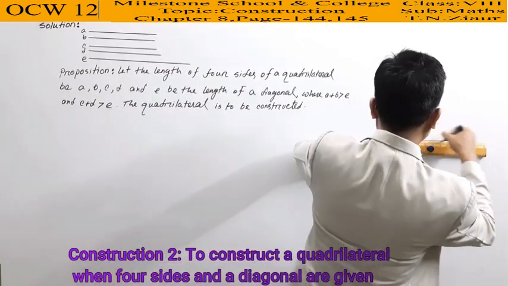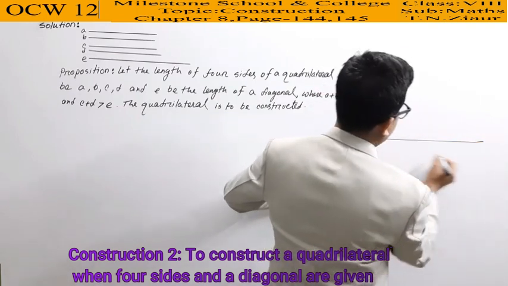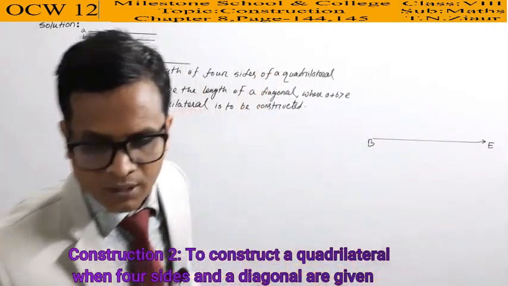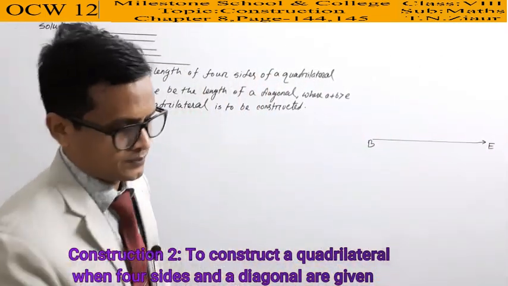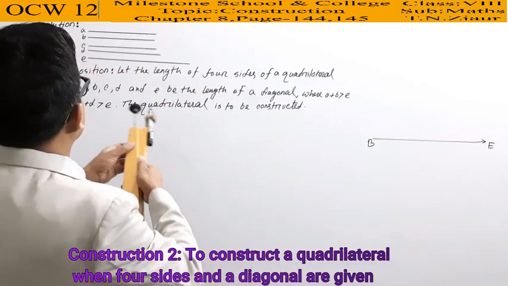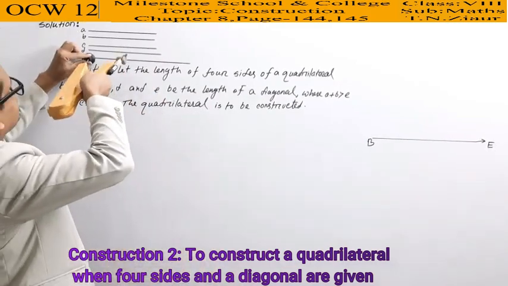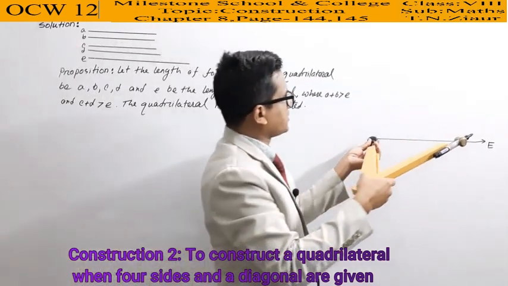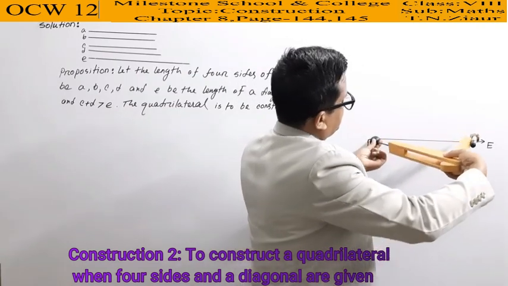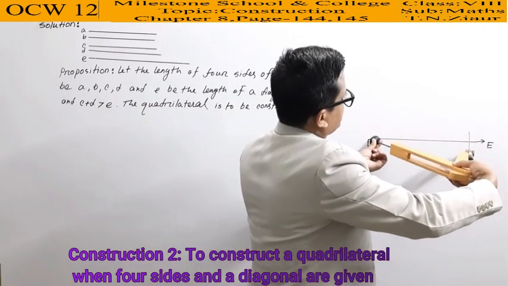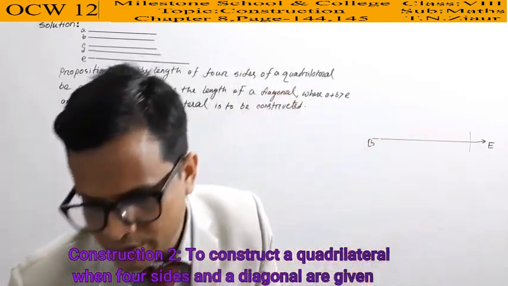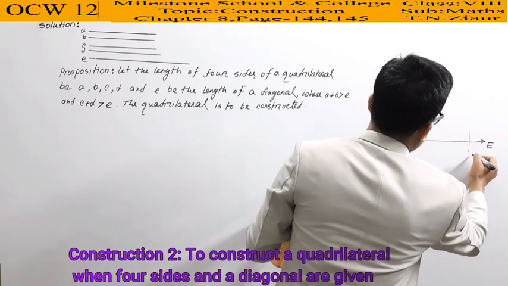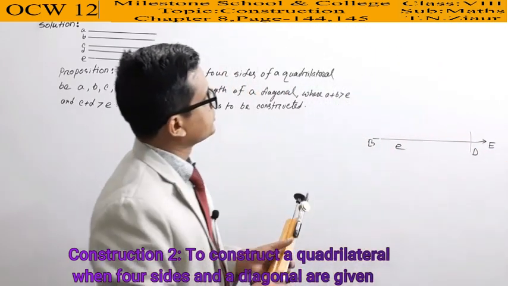Now first we will take any ray BE, of any length. On this we have to take the diagonal measurement. So first we cut off BD equal to E.